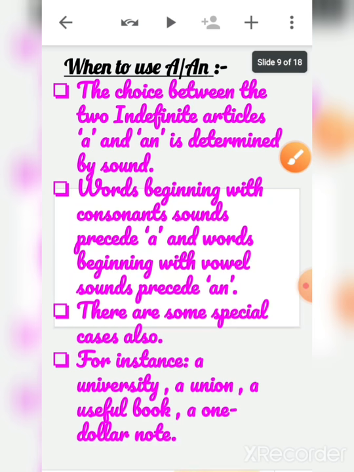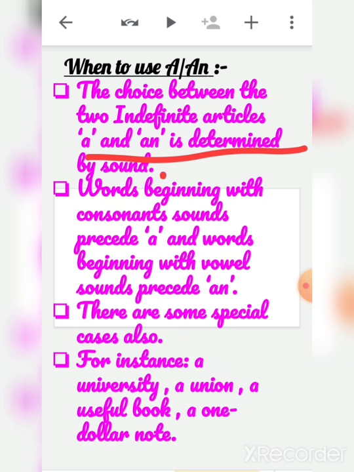We use the indefinite article a before nouns with a consonant sound and the article an before vowel sounds, right? So when to use a or an? The choice between the two indefinite articles a and an is determined by sound. If a consonant sound is coming, we will write a, and if a vowel sound is coming, we will write an. And there are some exceptional cases where the sound is not a vowel sound, so what do we use here? A, right?